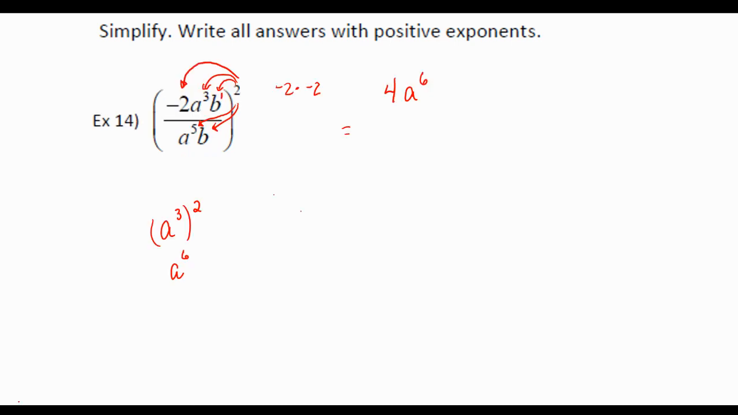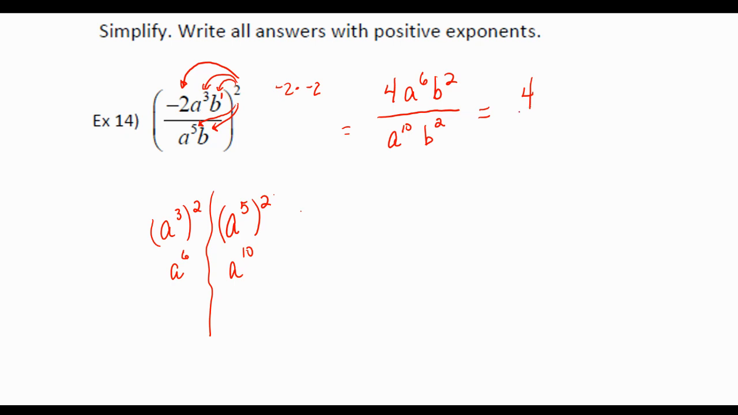Sorry about that. And on the bottom, you have a to the 5th squared. That would be a to the 10th. Right? And then the square goes to the b on the bottom. And then now you just treat this problem piece by piece.